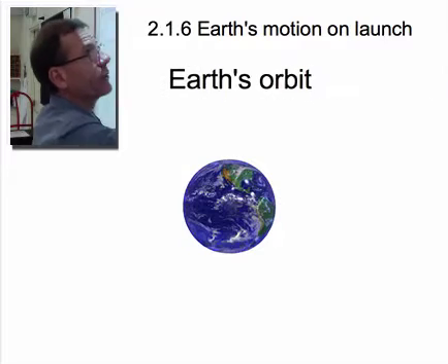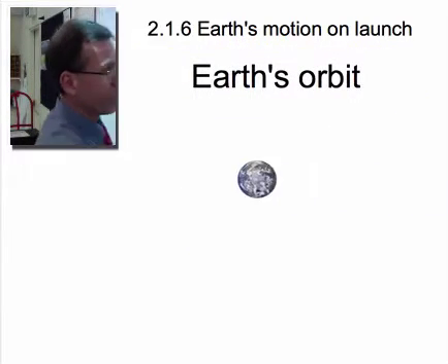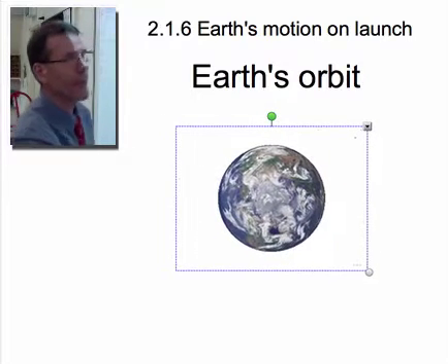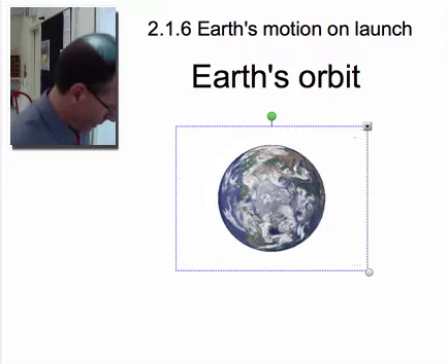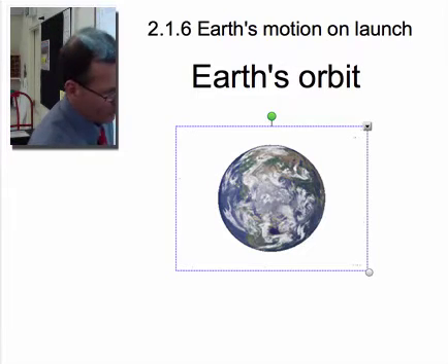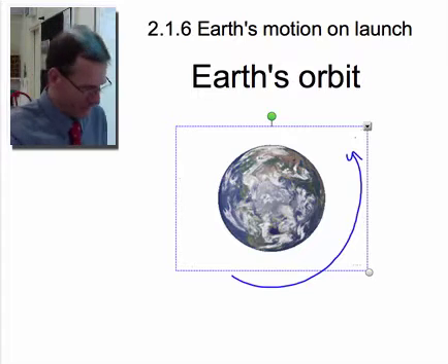The second is the Earth's orbit around the Sun. So I'm just going to switch my Earths over and have a look at the Earth here. I'm looking down from the North Pole. So I'm above the North Pole, looking down on the Earth. So if I'm looking above the North Pole, the daily rotation of the Earth is in that direction.